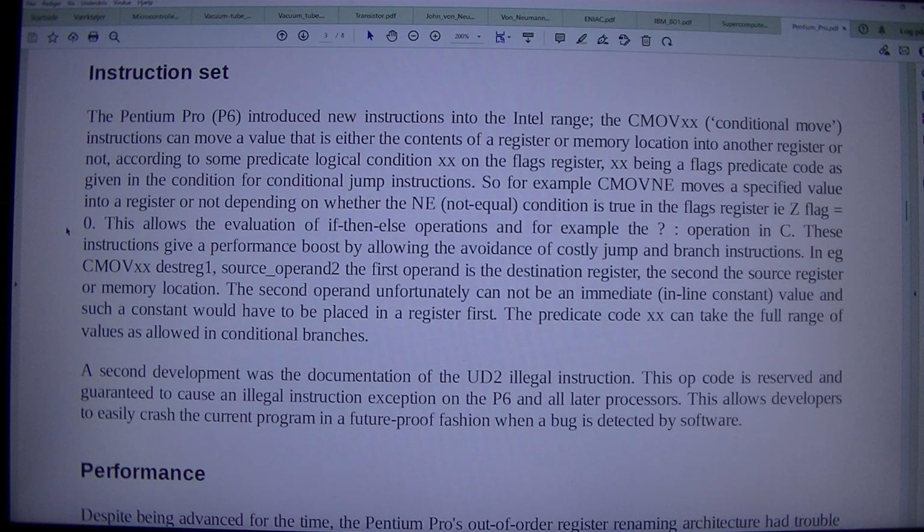In CMOVxx distreg, source_operand, the first operand is the destination register, the second the source register or memory location. The second operand unfortunately cannot be an immediate, inline constant value, and such a constant would have to be placed in a register first. The predicate code xx can take the full range of values as allowed in conditional branches.